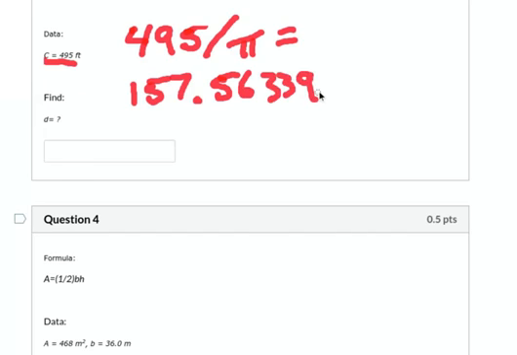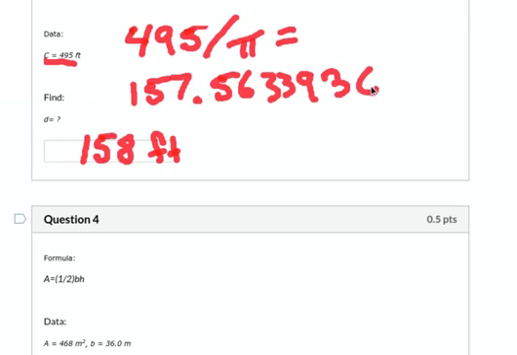157.56339, and it can be tempting to be like, well, I need all these digits. Well, definitely not, because we only have 3 sig-figs. It's 495 feet. And so our answer should be rounded to 3 sig-figs as well. In this case, that means 158 feet.